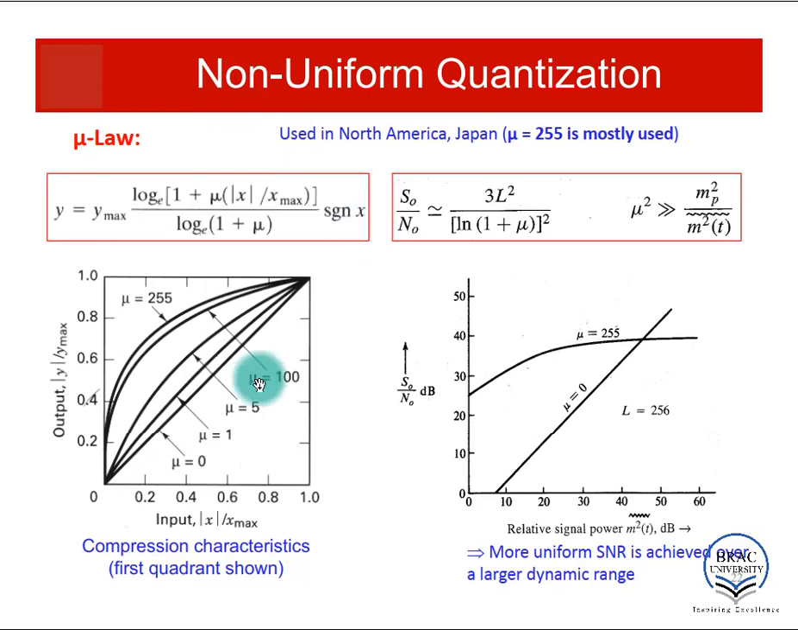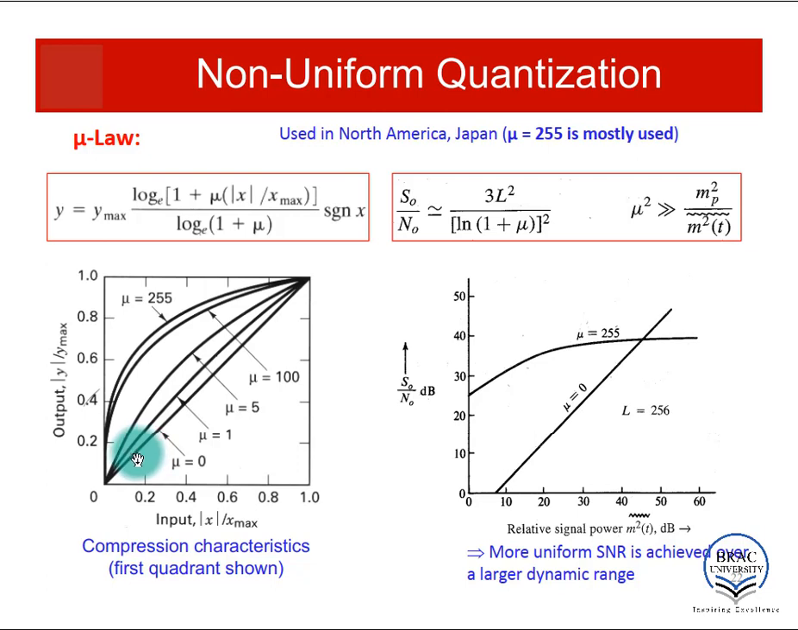So here you can see the compression characteristics. You can see as my mu is increasing, the graph is shifting in this direction. When my mu is 0, that means no compression is used, so the input and the output have the same value. You can see in this graph, if your input is 0.2, your output is also 0.2. So no compression, or no boost actually.